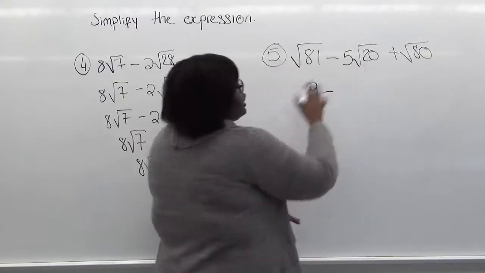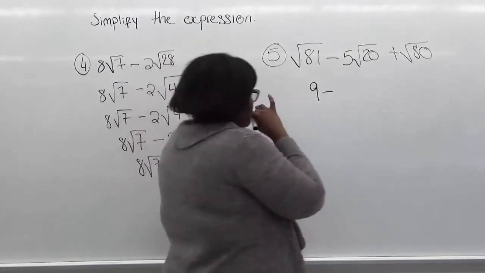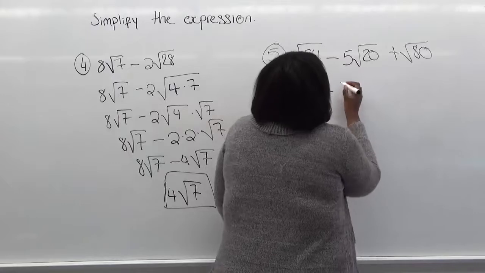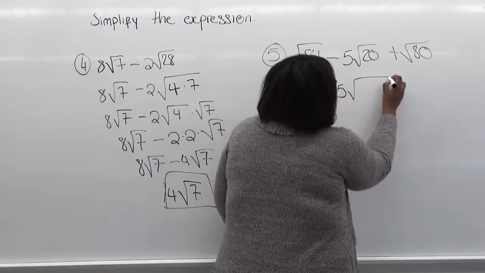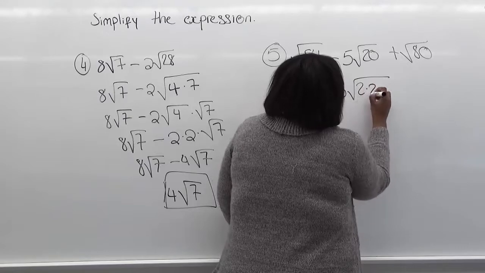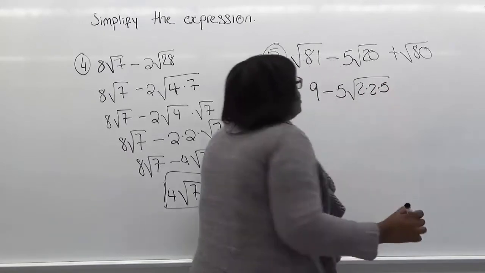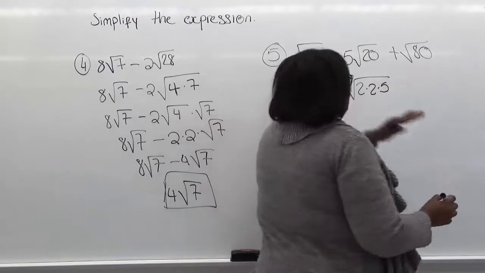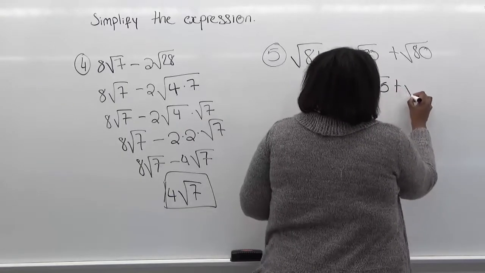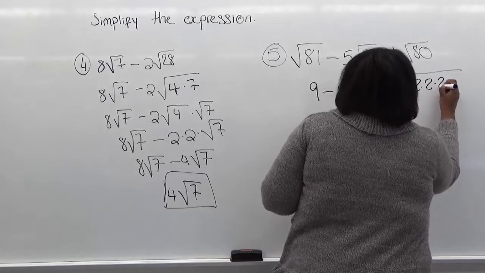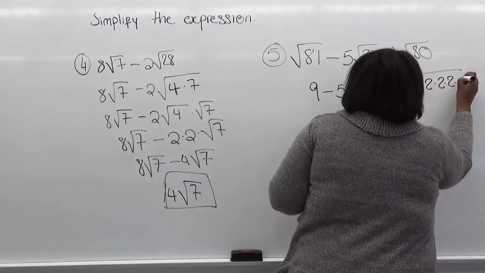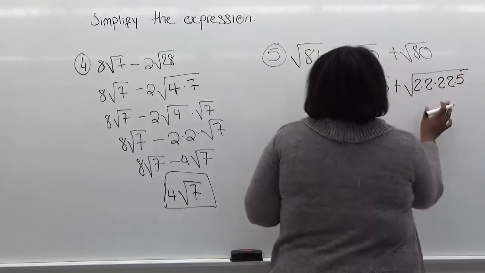Now for 20, we're going to do it in terms of prime factors. So let's do this. 5 times the square root of 2 times 2 times 5. We're going to do the same thing for 80. We're going to do it in terms of prime factors. We're going to have the square root of 2 times 2 times 2 times 2 times 5.